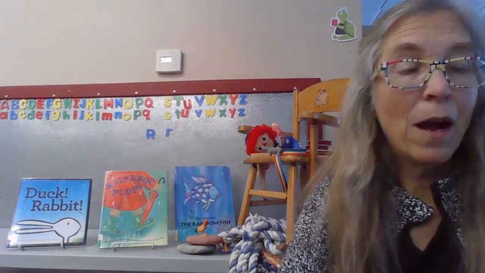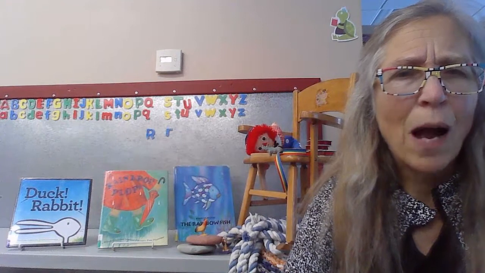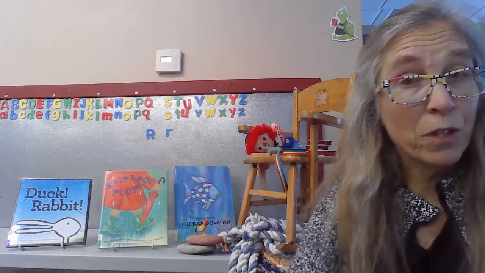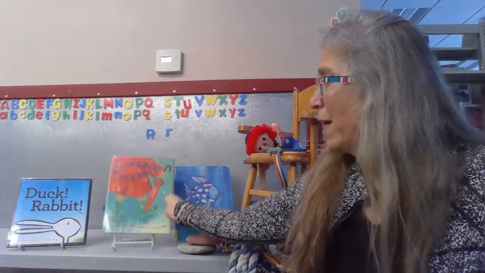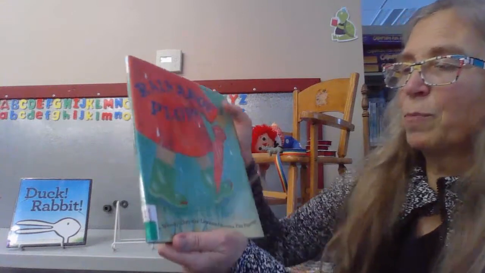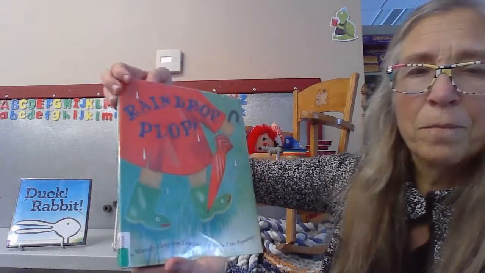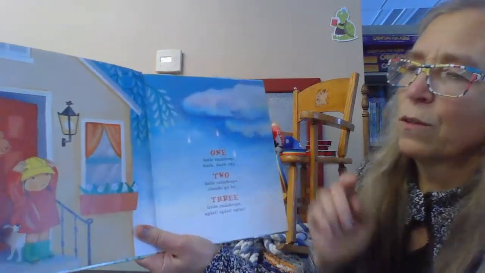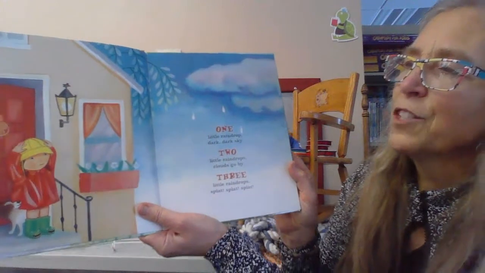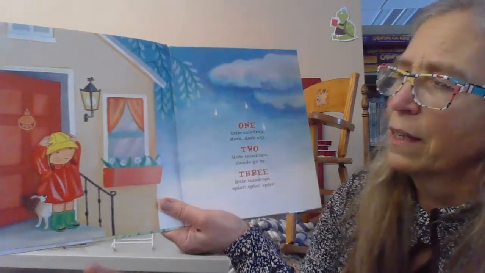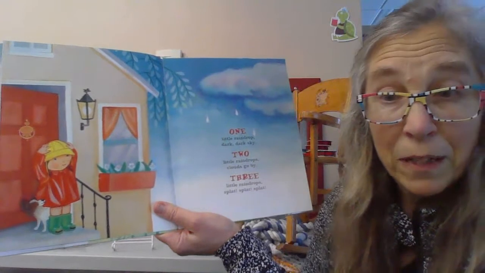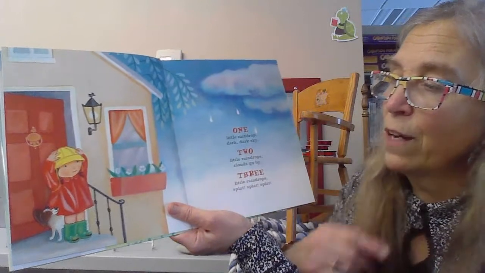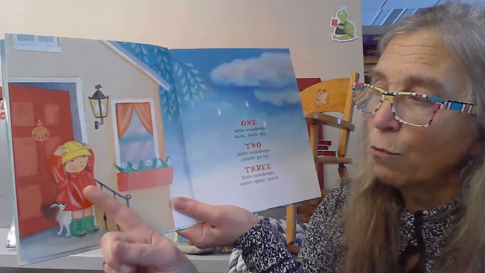Now I have another story for us. Raindrop Plop. It's a shorter story, I think. It starts with an R, raindrop. Raindrop Plop. And this one is by Wendy Cheyette Lewison. Let's see what we have in here. I see there's a little girl, and she's coming out of her house, and I'm seeing a lot of red over here. Red raincoat. Here's a raincoat, a red raincoat.